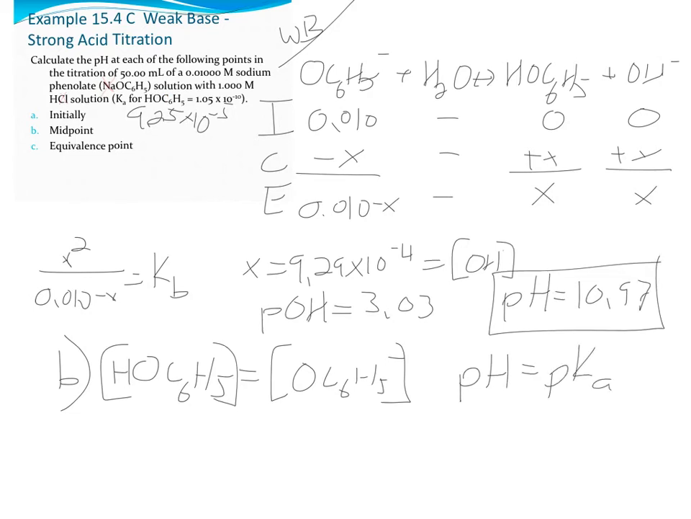Now we got to be careful here. We want the Ka for this one, not the Kb. pH measures pKa. pOHs would be correlated with pKbs, but that's not what we measure. We want pHs. So to get our pKa, we just take the negative log of the Ka, 1.05 times 10 to the negative 10th, and our pKa then is 9.98. That's our pH.